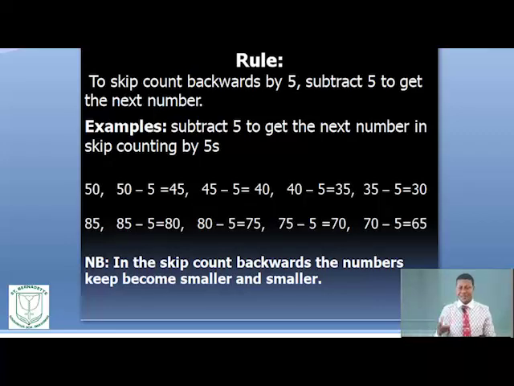The next one will be 70 minus 5. It will give us 65. And you keep on until you get to the last number.